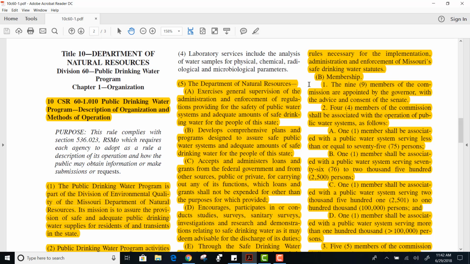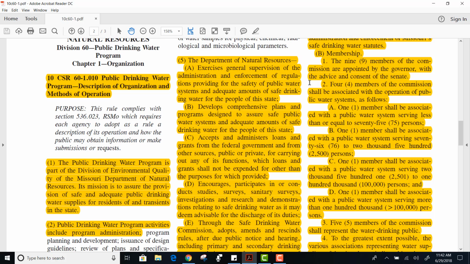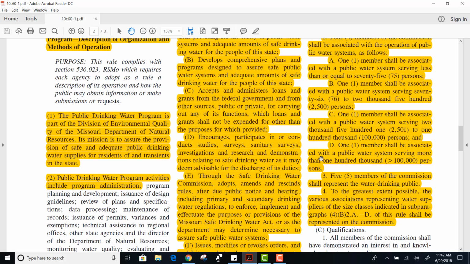Membership. 9 members of the commission. They're appointed by the governor and with the advice and the consent of the Senate. So the governor appoints them, Senate affirms them. At this time, they haven't changed in several years. Paragraph 2, 4 members shall be associated with the operation of public water systems as follows. 1 member has to be from a public water system with less than 75 people. 1 member with a public water system between 76 and 2,500. 1 member from a system between 2,501 persons to 100,000, and 1 member shall be associated with public water systems greater than 100,000 people.